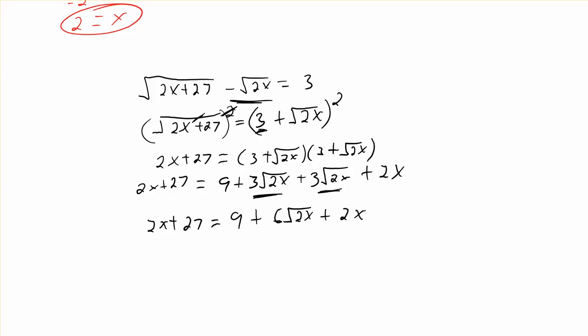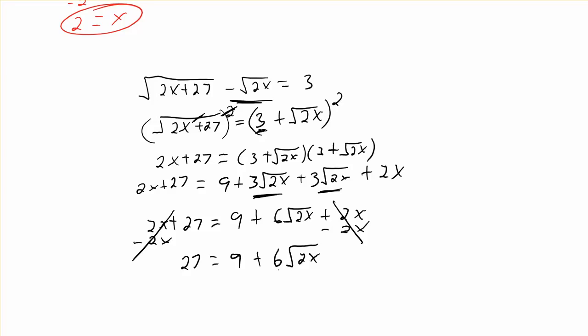plus 2x. One thing that's kind of jumping out at me right now is that I've got 2x on the right side of the equation and I've got 2x on the left side of the equation. So what's going to happen is, like the other questions, we've done this in every one now, if I subtract 2x from this side and subtract 2x from this side, I've gotten rid of that whole term. So things just got a little bit simpler. So I've got 27 is equal to 9 plus 6 times square root of 2x.